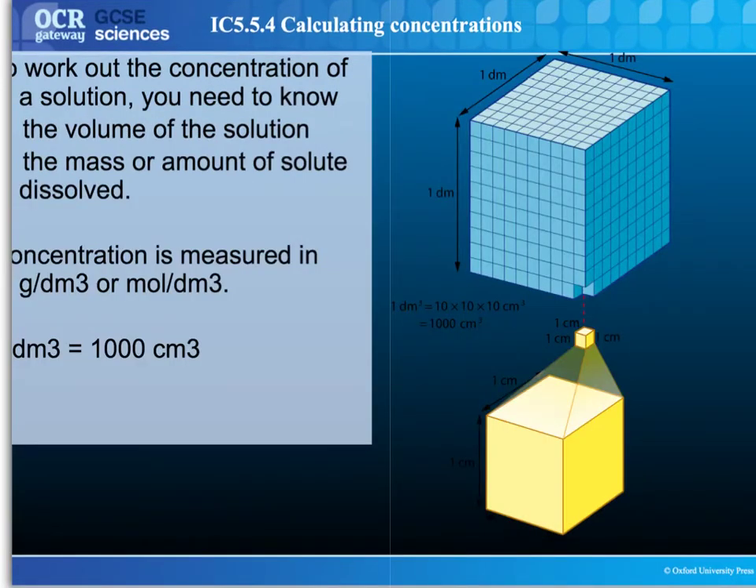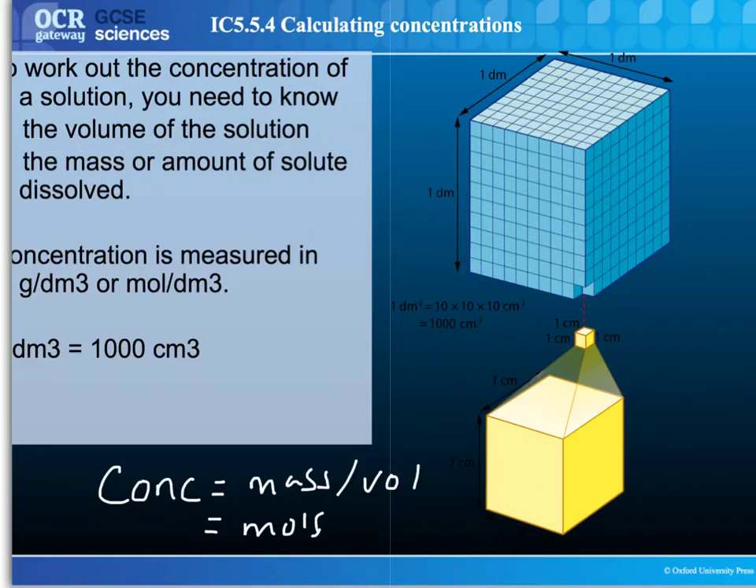In order to work out concentration, there are two ways that you can do this. You can either do concentration is equal to the mass of the dissolved solute divided by the volume in dm3, or the concentration is equal to the number of moles of dissolved solute divided by the volume in dm3.